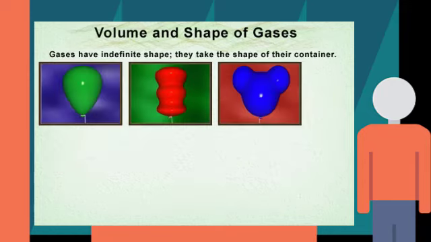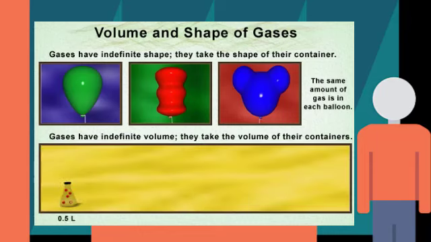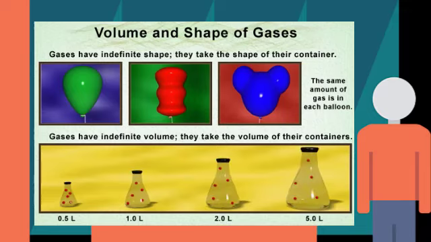This can be seen by blowing air into different shaped balloons. The amount of gas, in this case air, that fills each balloon is the same, but the shape of the balloon, and therefore the shape of the gas, is different. Gases also have indefinite volume. This means that gases do not have a set volume, but instead completely fill the entire volume of their container.